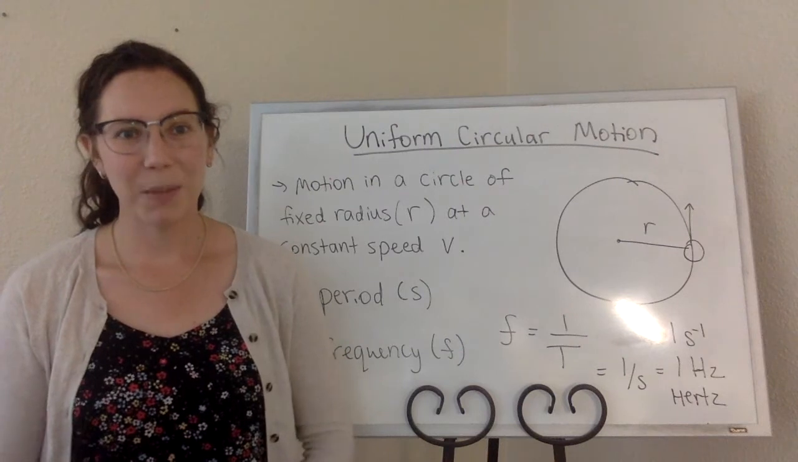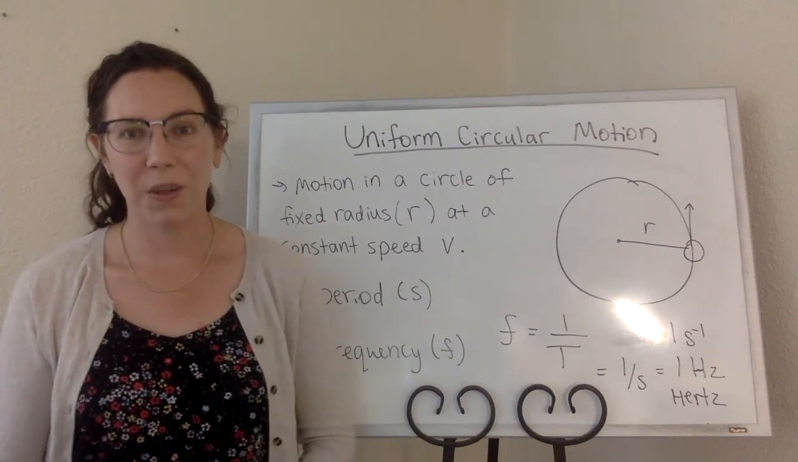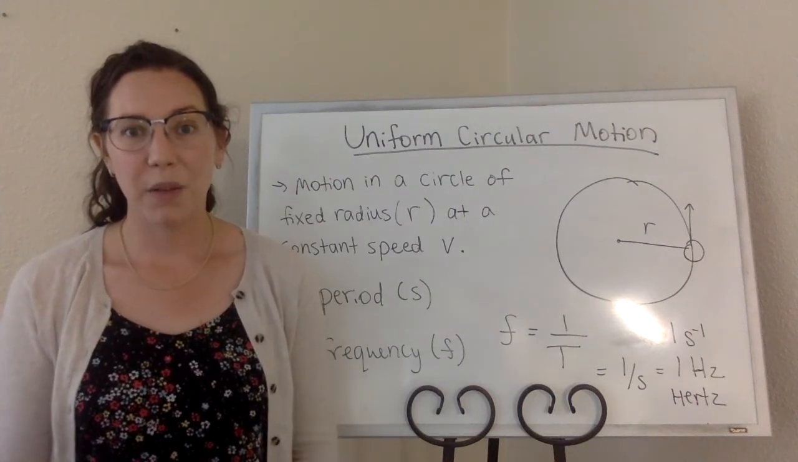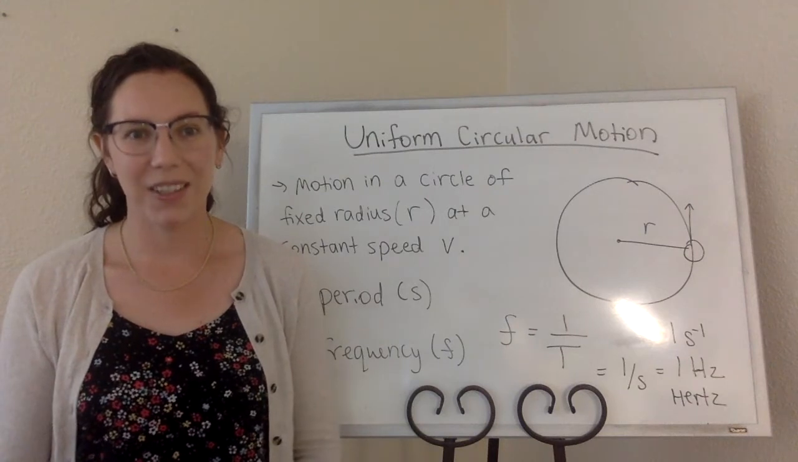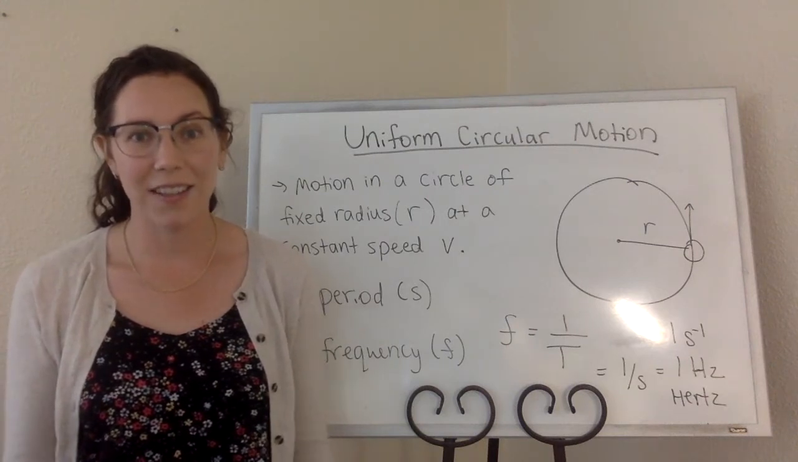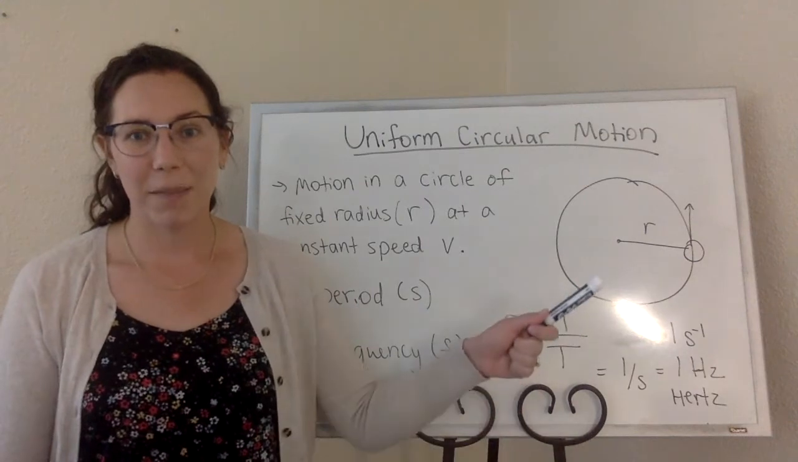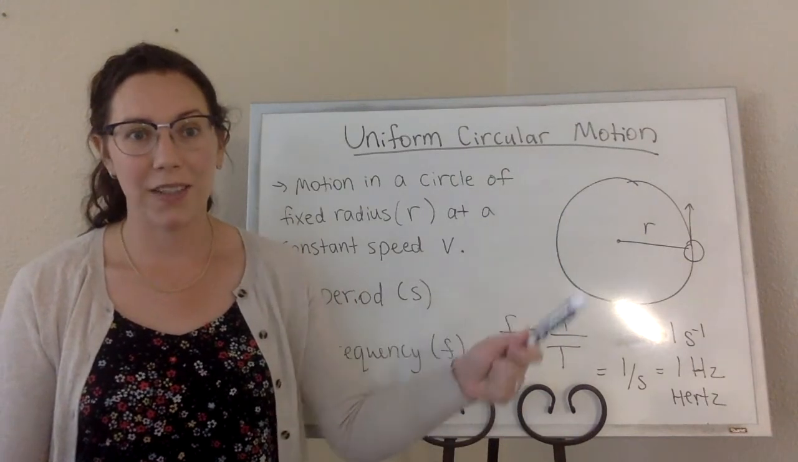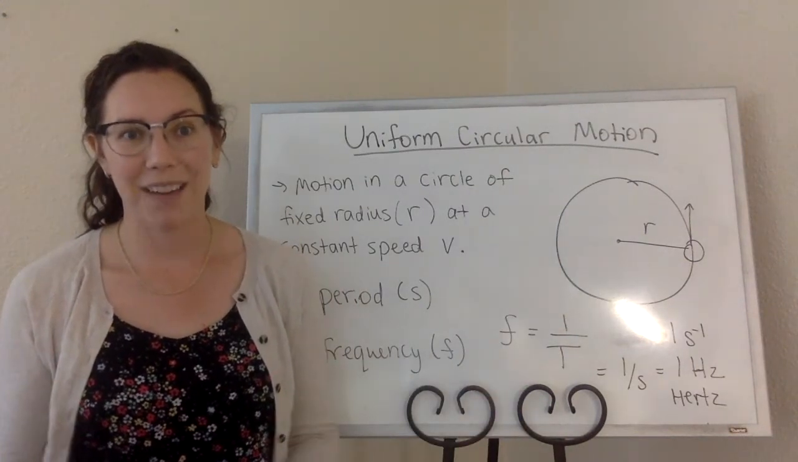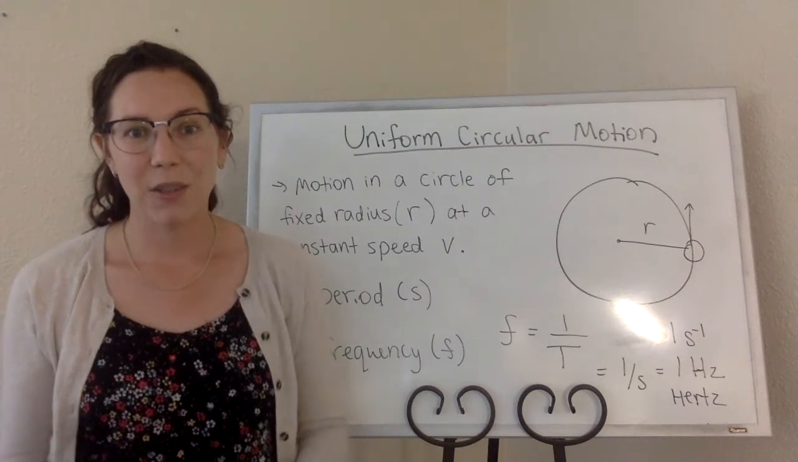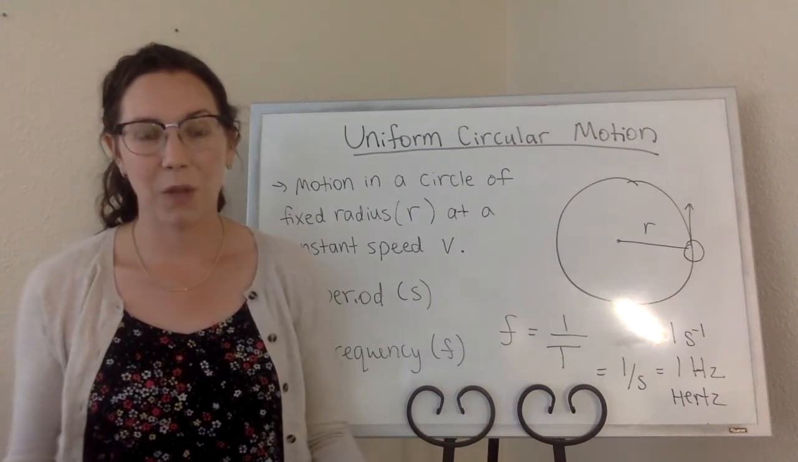Hi everyone, let's move on to Module 5 now, which is uniform circular motion. Uniform circular motion is motion in a circle of fixed radius r at constant speed v. So it looks something like this, where we have an object moving in a circle or a part of a circular path of fixed radius. So just two definitions I want to go over before we go on.